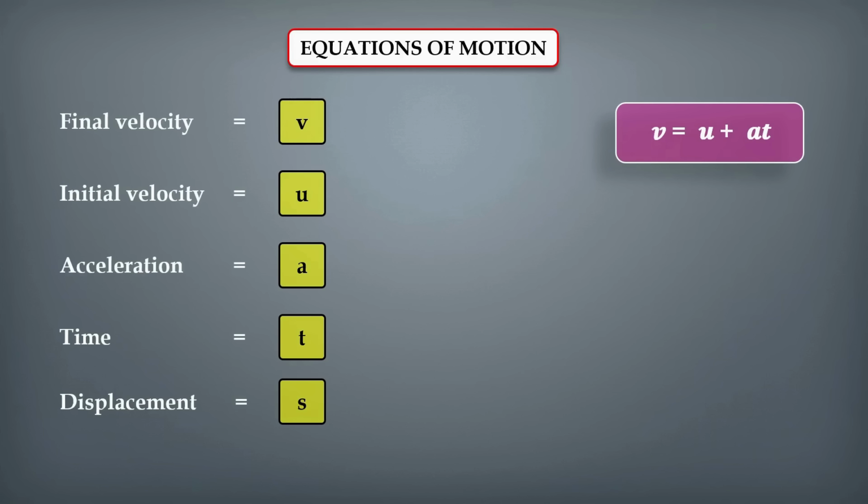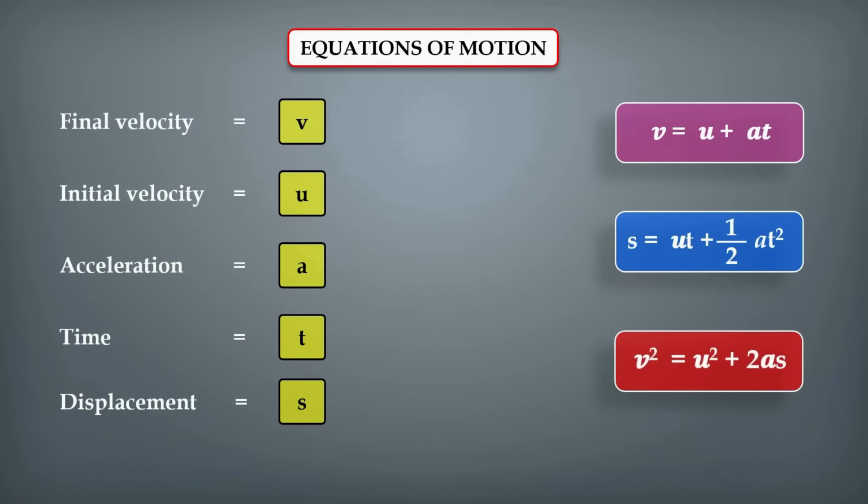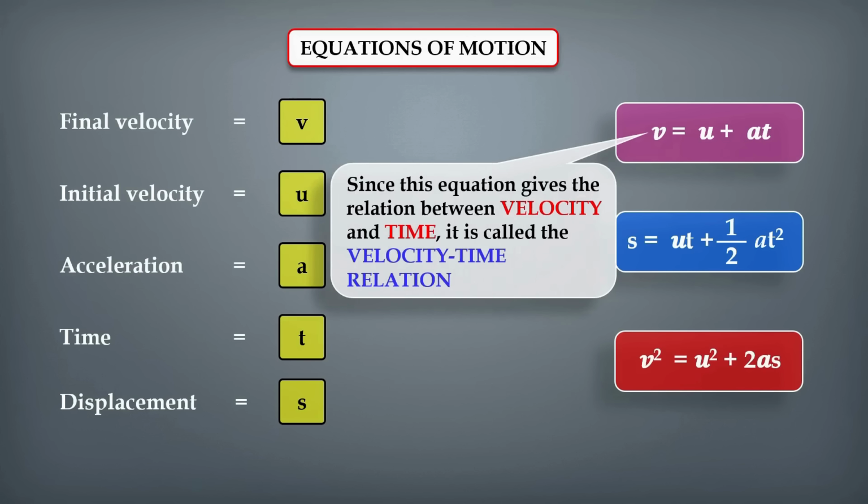In words, we say final velocity equals initial velocity plus acceleration multiplied by time. This equation shows the relationship between velocity and time, so it is called the velocity-time relation. Now let us look at the second equation of motion.